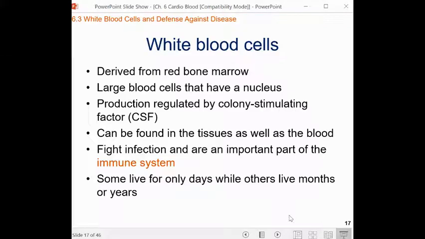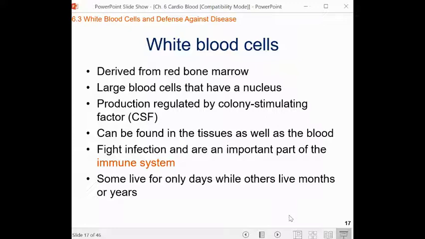In the next section of chapter 6, we're going to be focusing in on the white blood cells. They're derived from red bone marrow. And if you'll remember in the last set of notes, we talked about this idea that the red bone marrow produces these stem cells, some of which create platelets, some create red blood cells. We're going to be talking about the white blood cells.